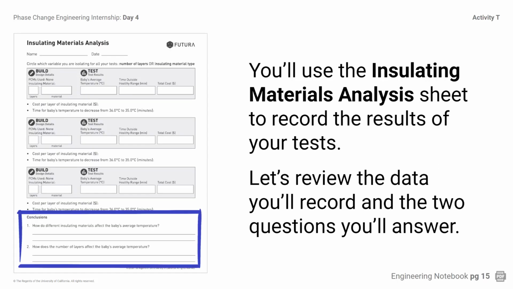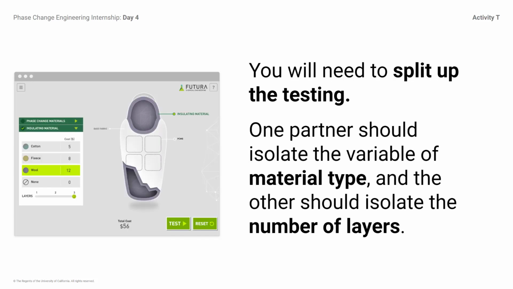Later, you will read the dossier for additional information about how these insulating materials affect the incubator's performance. You'll use the Insulating Materials analysis sheet to record the results of your tests. Let's review the data you record and the 2 questions you'll answer. You will need to split up the testing. One partner should isolate the variable of material type, and the other should isolate the number of layers. You will share your results with each other and then discuss the questions on your sheets. Remember, when conducting isolated tests, everything should be set up the same, except for what is being tested.